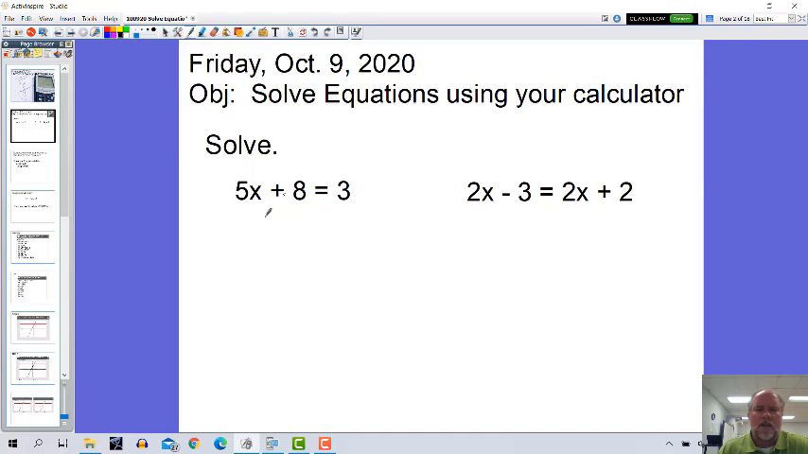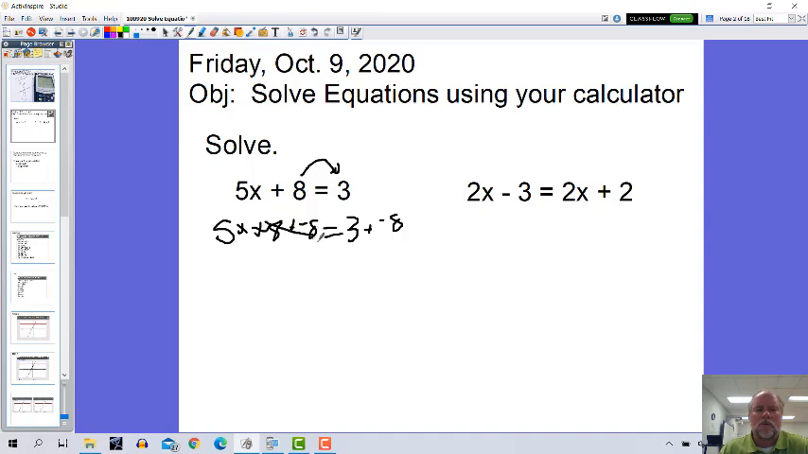Okay, so we've got 5x plus 8 equals 3, and our job is to get this x by itself. So I need to move this 8 over to be with this 3, and we do that by adding its opposite. So we take our 5x plus the 8, and I'm going to add the opposite of 8 in order to move it to the other side, equals 3 plus the negative 8, which is what I added to the other side.